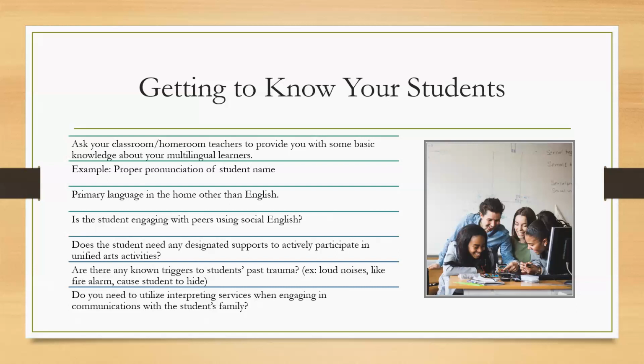The teachers need to let you know if this student needs any designated supports to actively participate in unified arts activities. Are there any known triggers to students' past trauma? For example, a loud noise like a fire alarm. Has this caused the student to panic, to hide, to cry? It's good to know those things ahead of time if that information is known.